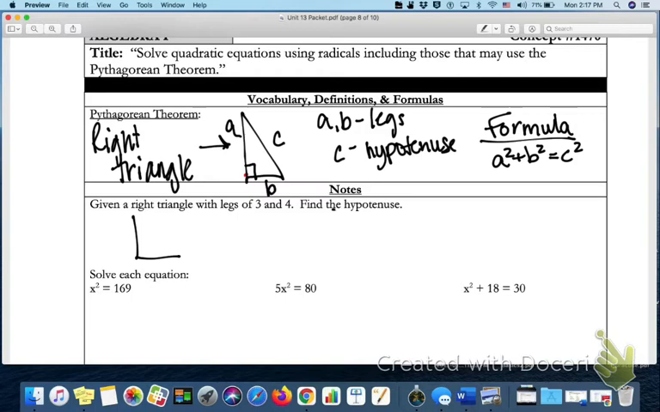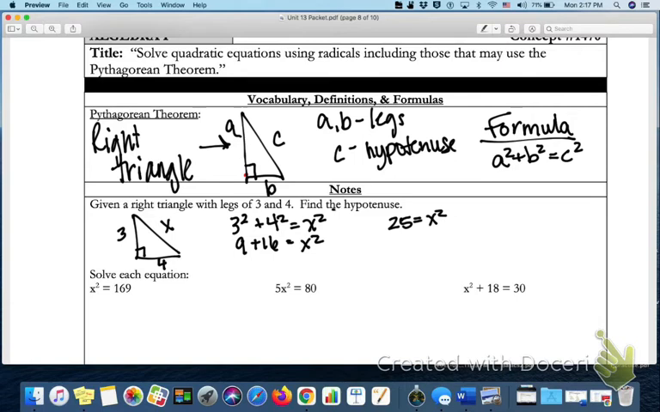Let's look down at the notes. Given a right triangle with legs of 3 and 4, find the hypotenuse. I think it's always easiest to draw a picture, so I'm going to draw a right triangle and label. Again, it tells us to find the hypotenuse, so that is the c value, so I'm going to put a variable x there. Now all you need to do is use substitution to plug in for a, b, and c. So I'm going to rewrite this with 3 squared plus 4 squared equals x squared. Simplify that. 3 squared is 9, plus 4 squared is 16, so 9 plus 16 is 25.